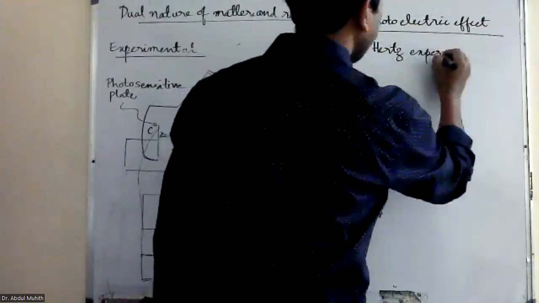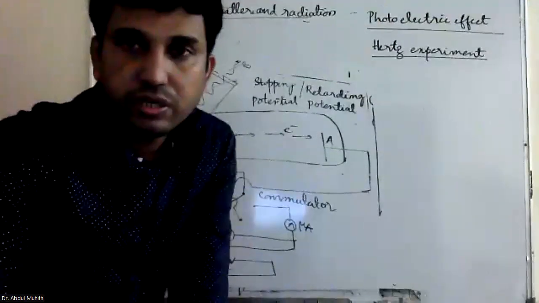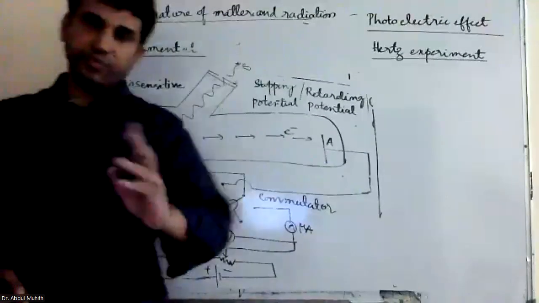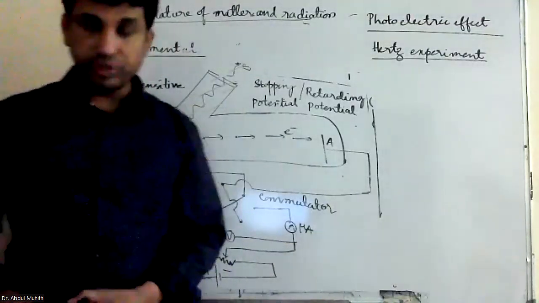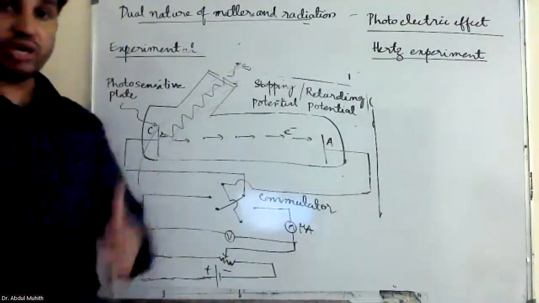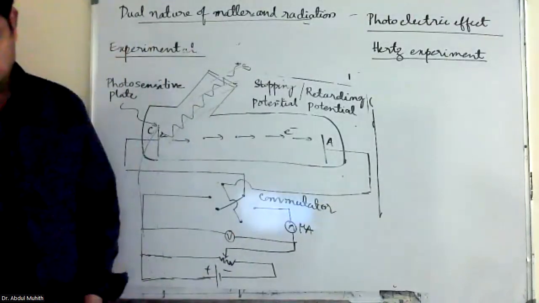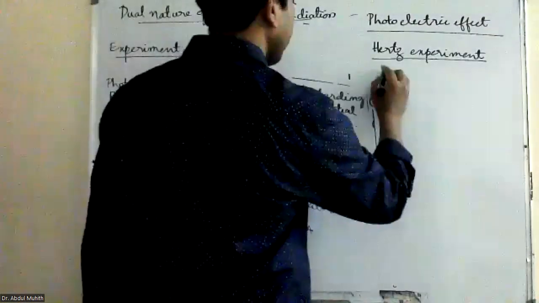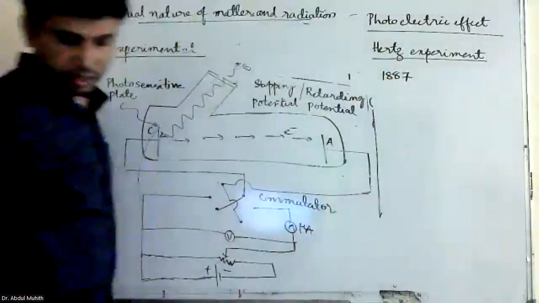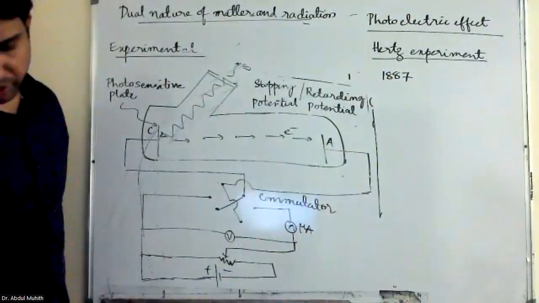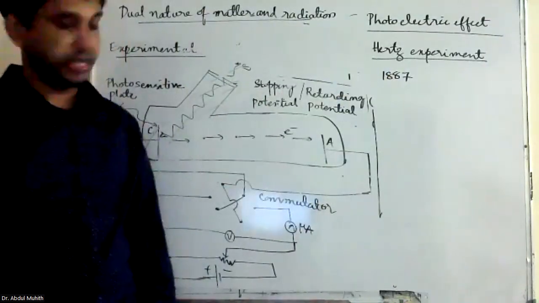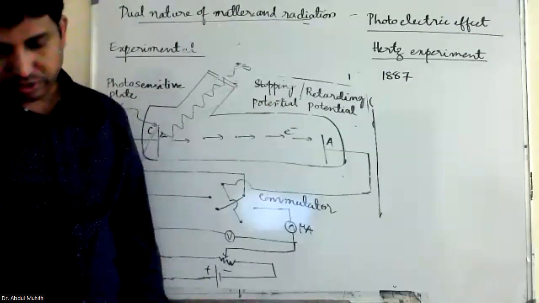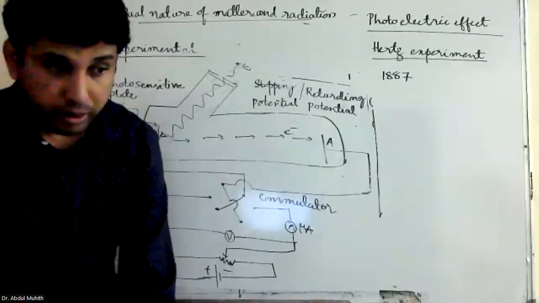Who is Hertz? Any idea? What is his contribution to physics? We use his name for frequency, sir. Yes, very good. We use it for frequency, but he is the one who discovered microwaves. That is why he is popular, actually. Somewhere in 1887, this man found out the photoelectric emission. Photoelectric emission was not discovered by Albert Einstein. It was actually discovered by Hertz. It was only explained by Einstein.